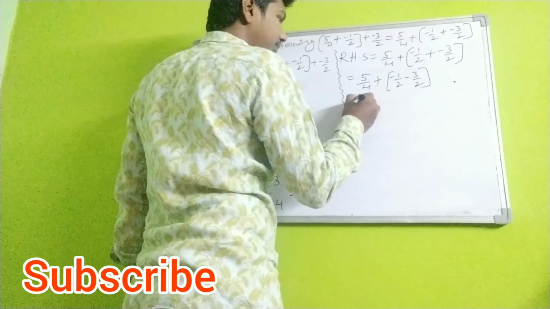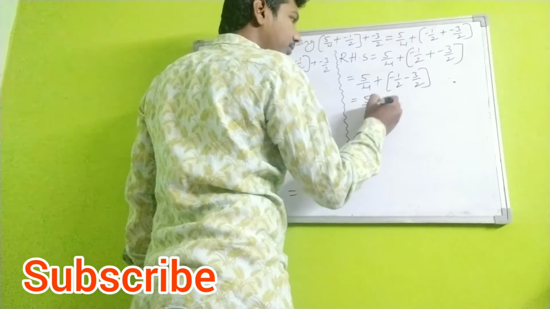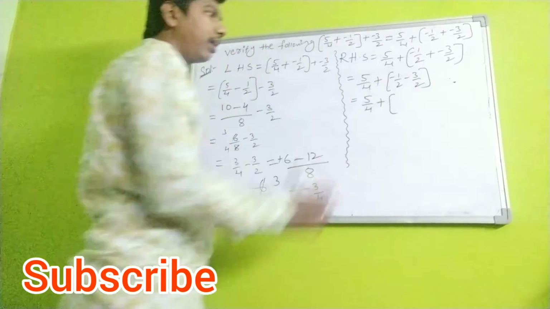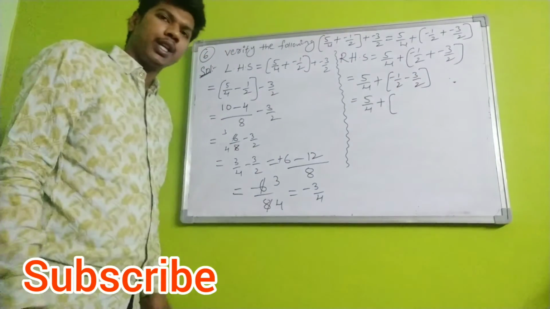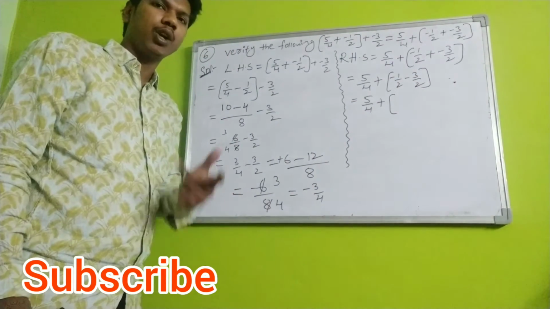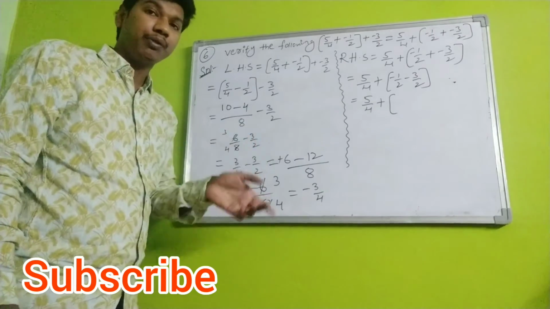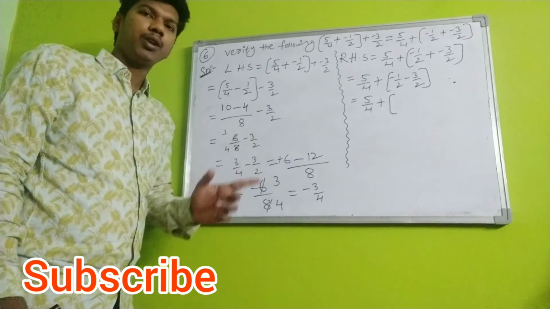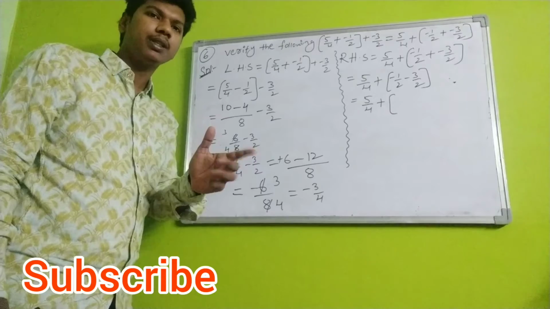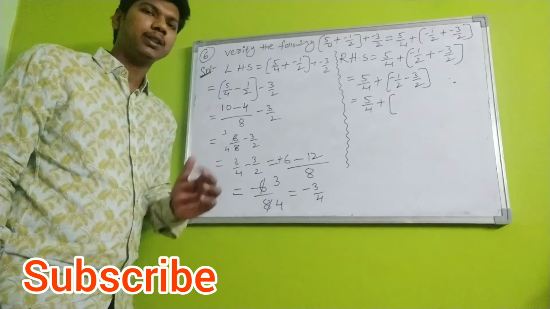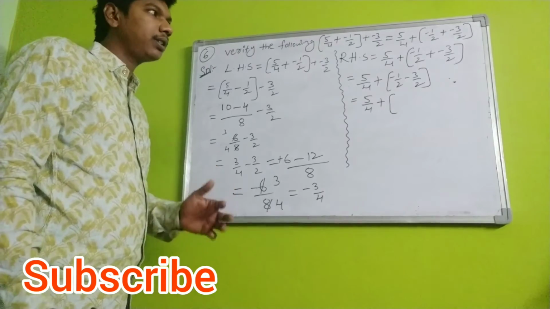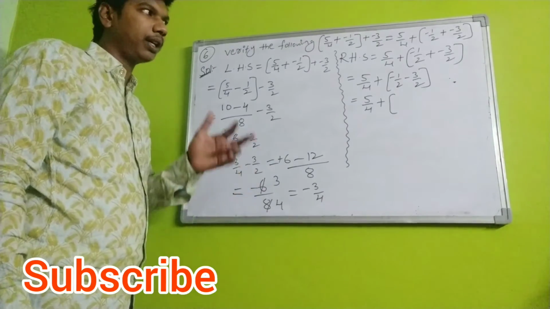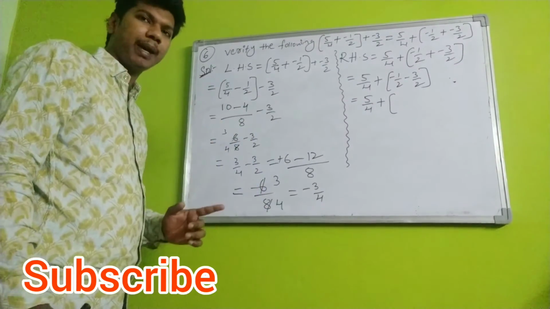In the bracket terms, both the denominators are same, 2 and 2. If denominators are different, what do we have to do? Cross multiplication. If denominators are same, what do we have to do? In the numerator, if the plus symbol is there, add. If the minus symbol is there, subtract. Here clearly in the middle the minus symbol is there.